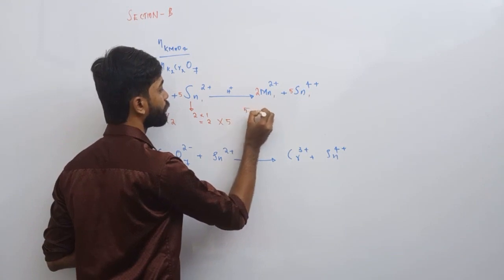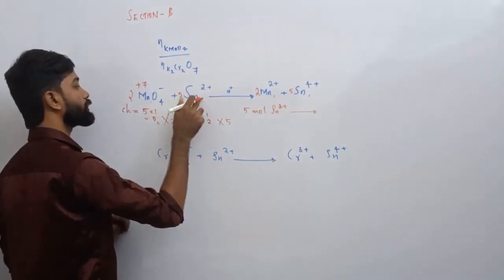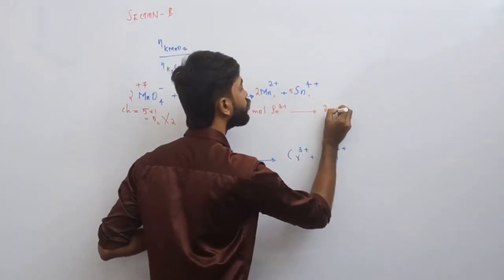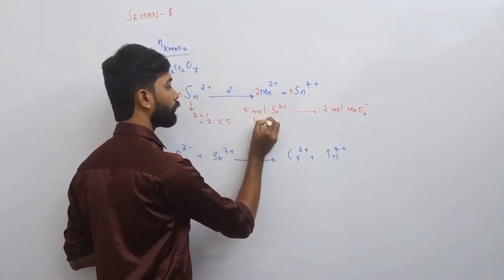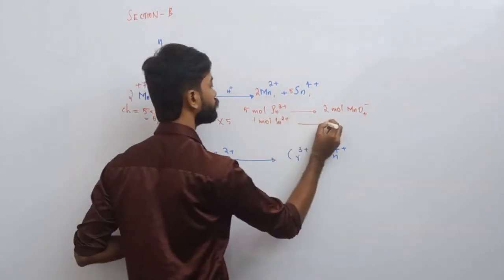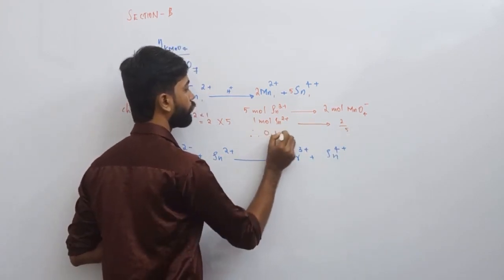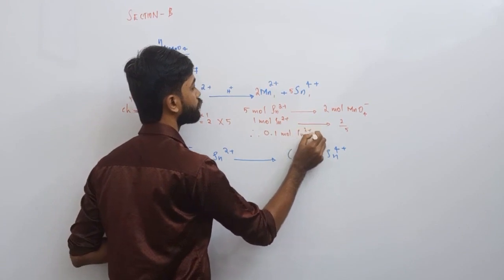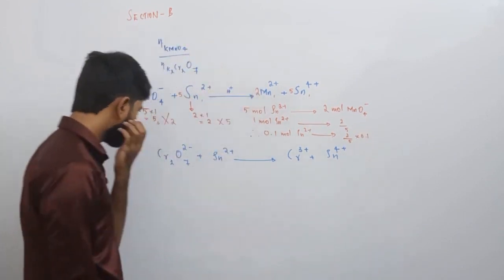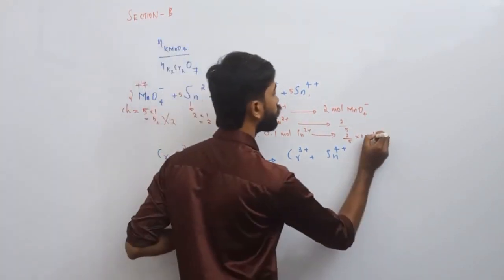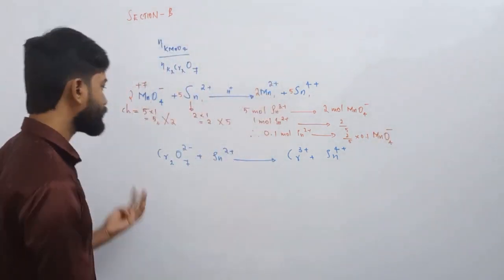So you obtain the mole proportion. It means 5 mole Sn2+ require 2 mole MnO4-. Therefore, 1 mole Sn2+ requires 2 by 5. Therefore, 0.1 mole Sn2+ requires 2 by 5 into 0.1. That is the number of moles of permanganate required for the oxidation of 0.1 mole Sn2+ in acidic medium.